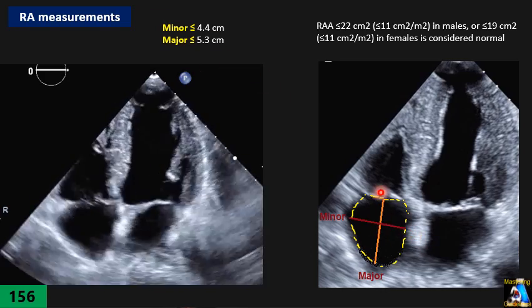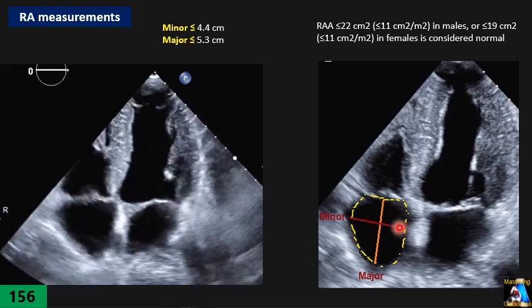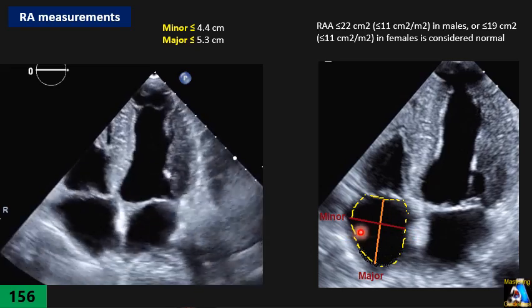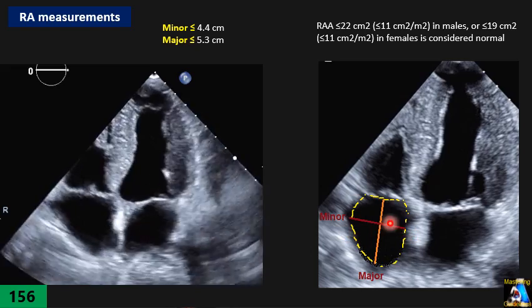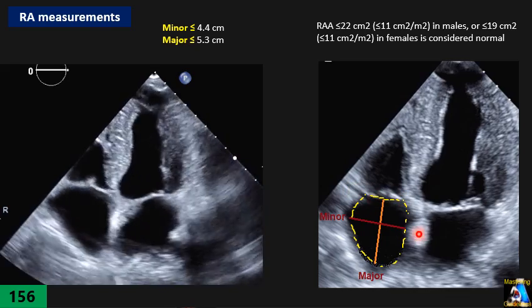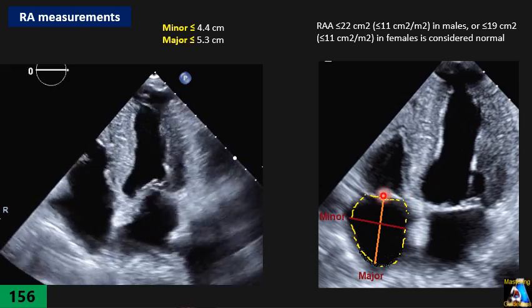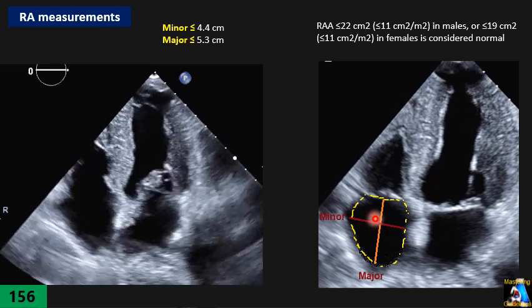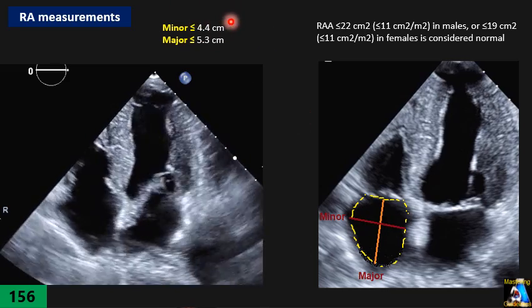First, we go again at the same time, at end systole. We find the largest spot on the transverse. Then we measure inner to inner at that spot, parallel to the tricuspid annulus. So your line of measurement should be almost parallel to the tricuspid annulus line. Then that will be your minor dimension. The normal should be equal or less than 4.4 centimeters.